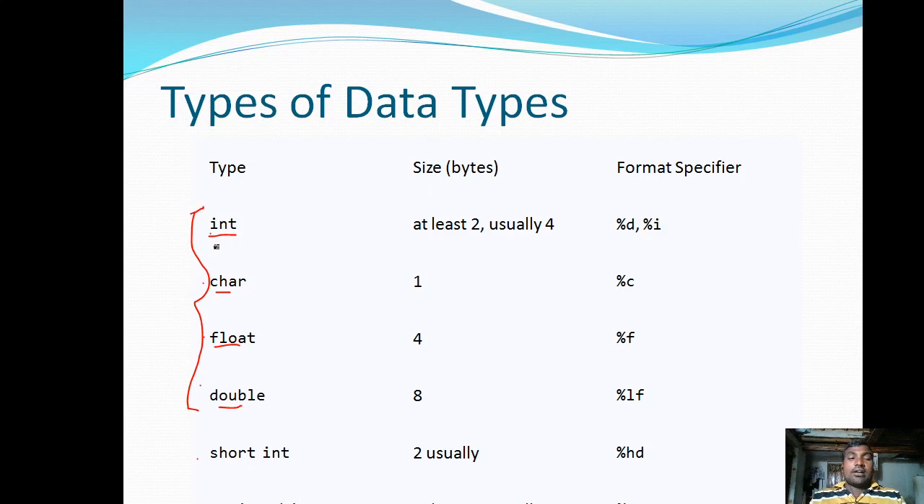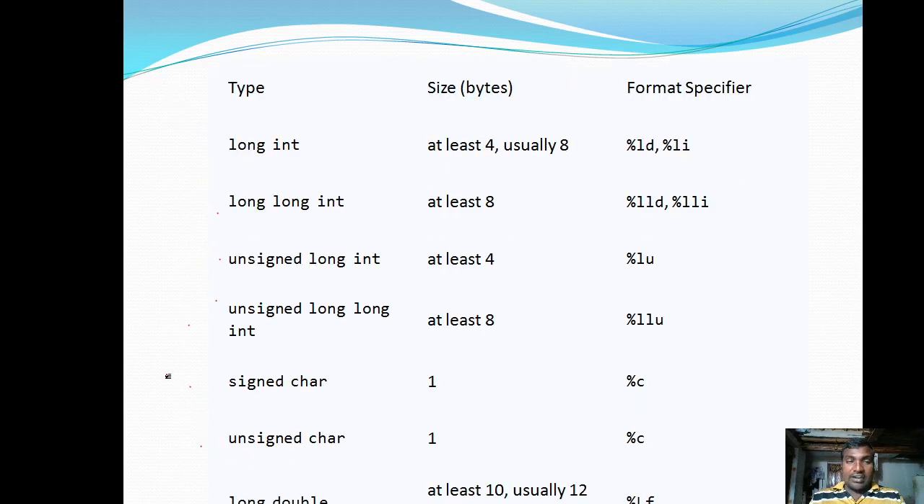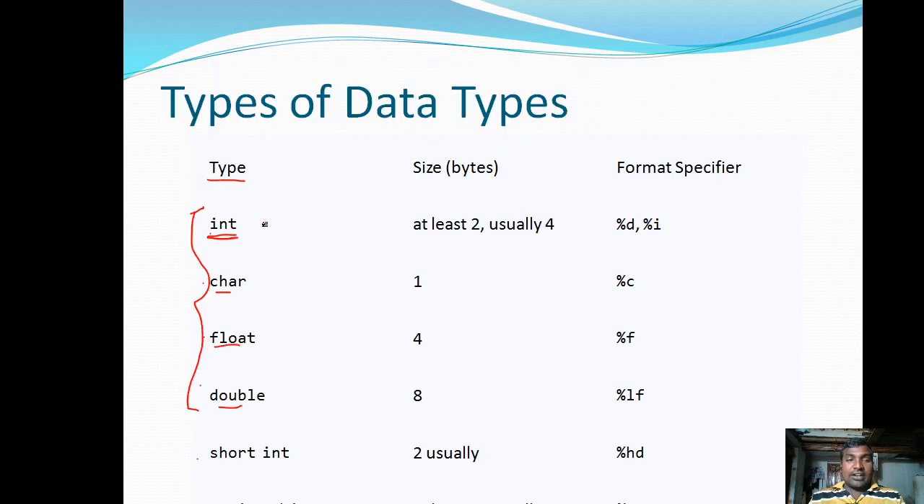Okay, so coming to the int data type. One thing you need to remember: all the data types which we are discussing here are keywords. Unsigned is one keyword, long is one keyword, int is one keyword, signed is a keyword, char is a keyword, double is a keyword. Like this, all the data types are keywords in a C program. Now let us discuss the individual data types.